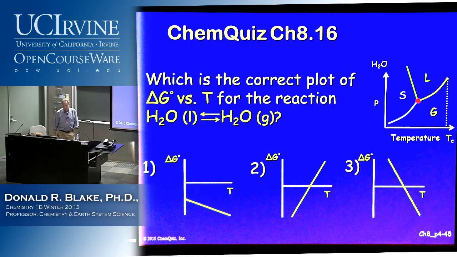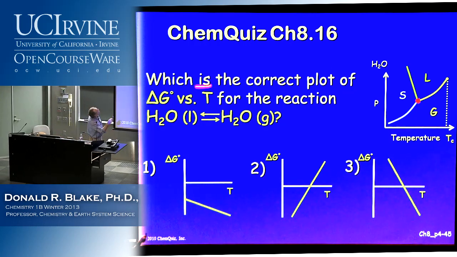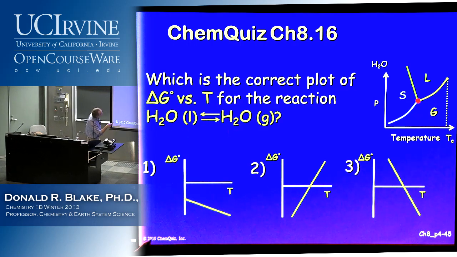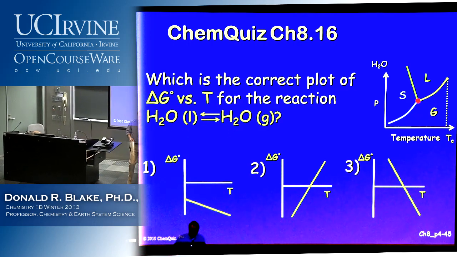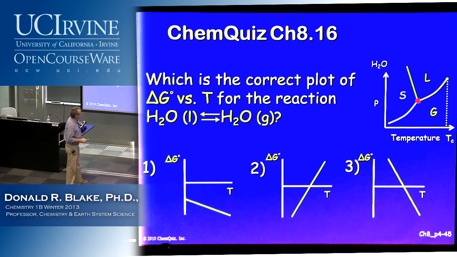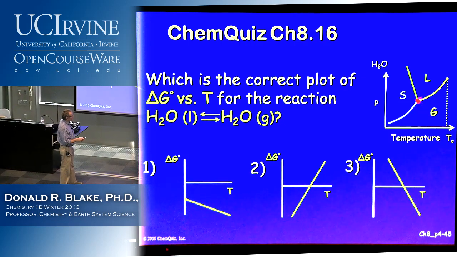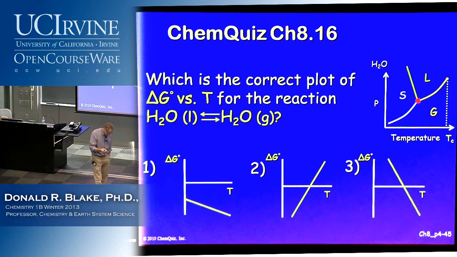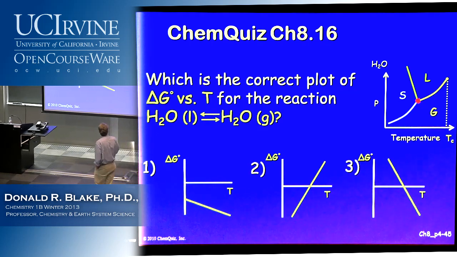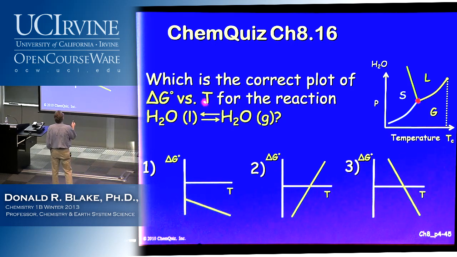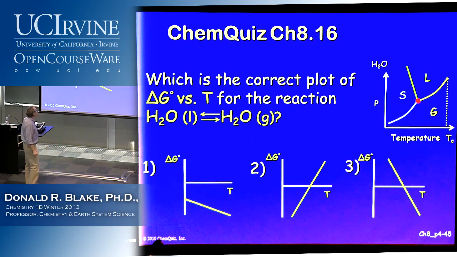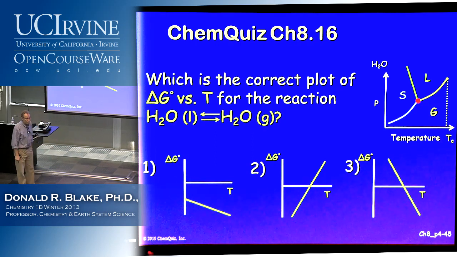Which is the correct plot of delta G versus temperature for the reaction water liquid to water gas? Okay, water liquid to water gas. And this is the triple point. Triple point is where you have all three of them together. You can have a little bit of gas, a little bit of liquid, and a little bit of solid. So we're right here. What is the delta G versus temperature for that plot? Liquid to gas.